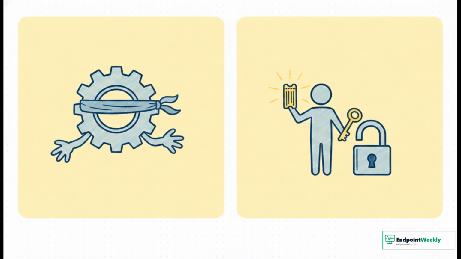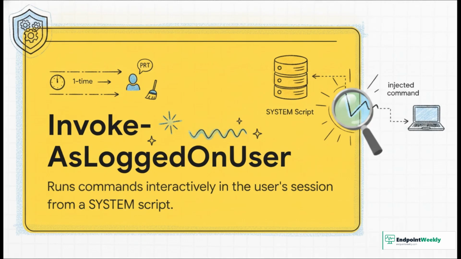It's literally like having a VIP all-access badge, but no access to the specific backstage room you actually need to get into. If you just run the refresh command as system, it silently fails because it can't reach the user's session-bound token broker. And this brilliantly illustrates the absolute secret sauce of the remediation script, a function called Invoke-AsLoggedOnUser.